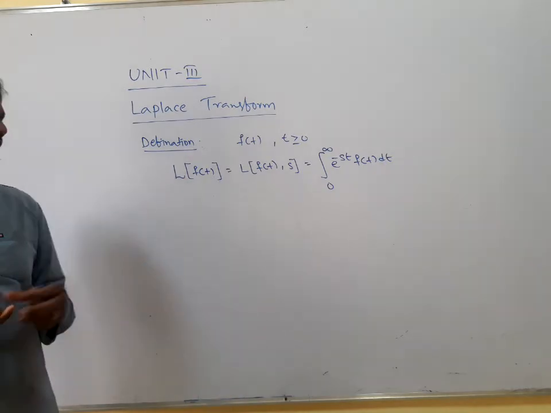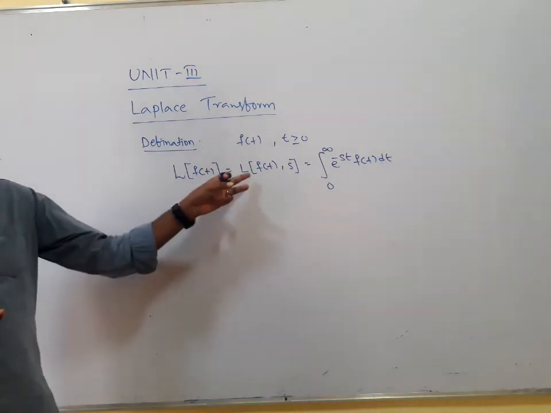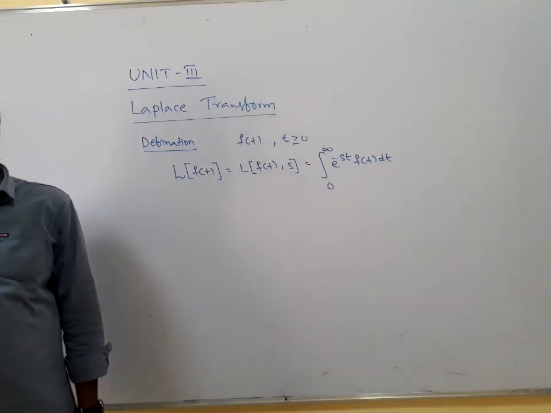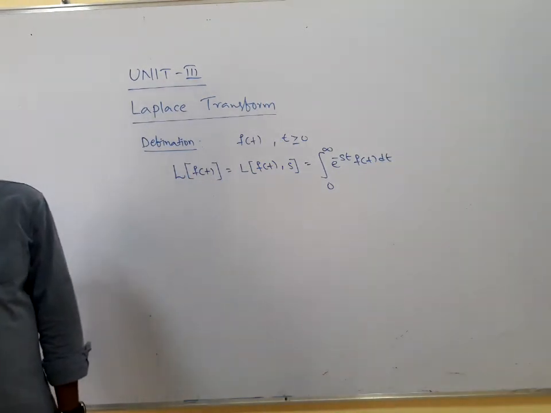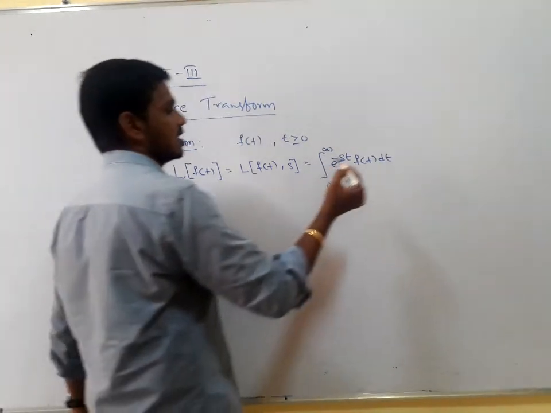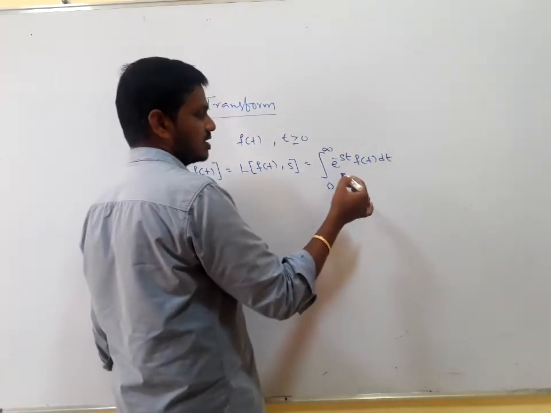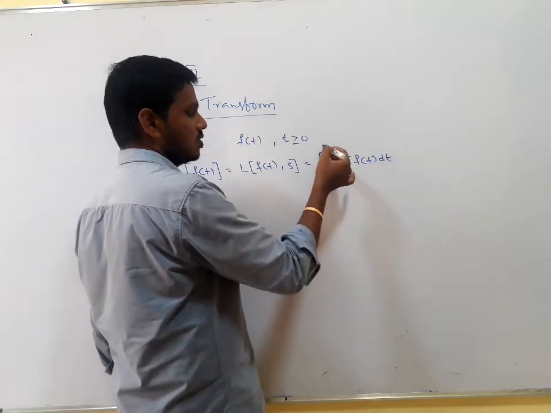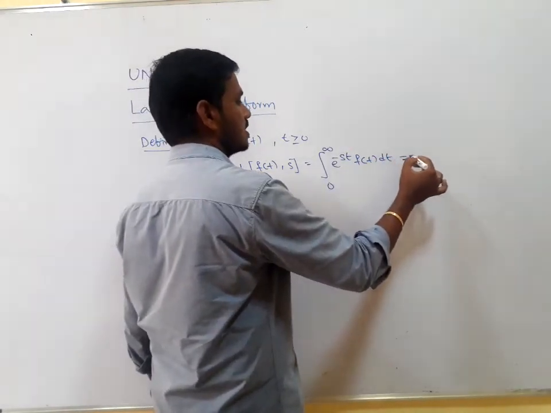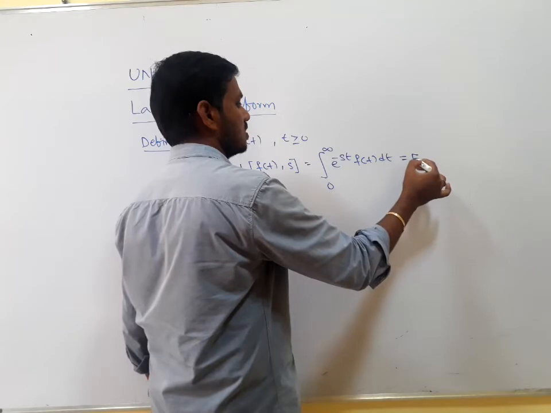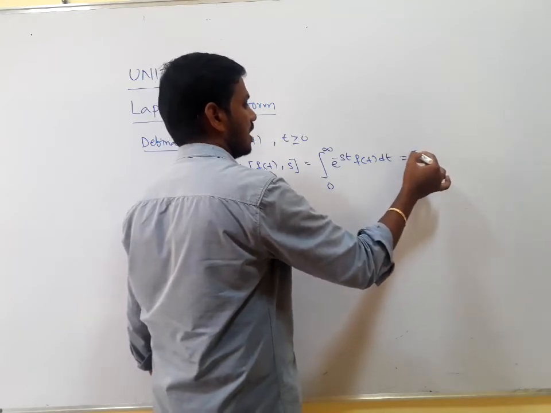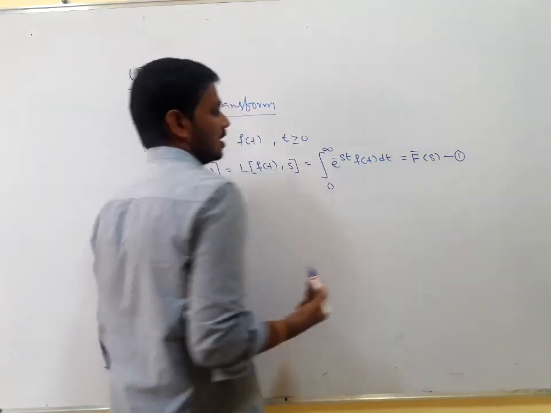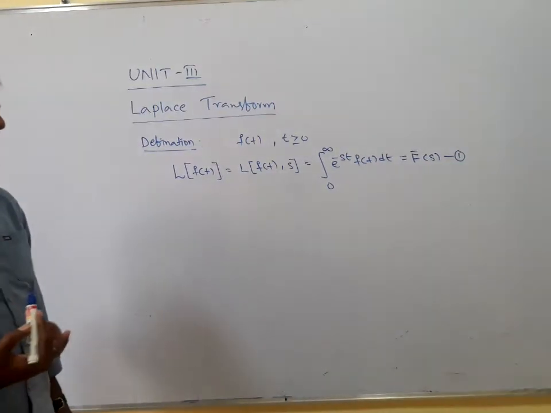The Laplace transform of f of t is equal to the improper integral from 0 to infinity of e to the power of minus st f of t dt. The output is a function of s. As we evaluate this, integrating with respect to t and taking the limits from t equal to 0 to infinity, you will get a function of s. That function of s is generally denoted by F of s or f bar of s. Say this is equation number 1. This is the definition of the Laplace transformation.